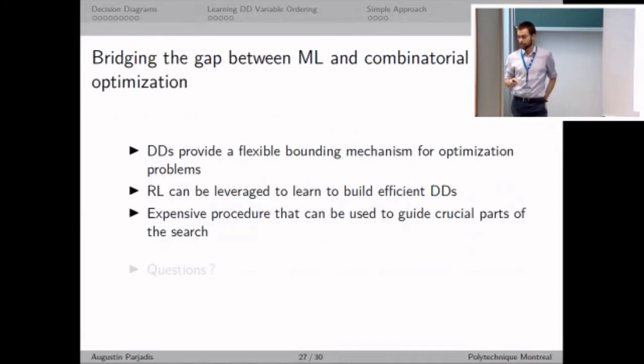So we have shown how DD provide a flexible bounding mechanism for a combinatorial optimization problem, and how reinforcement learning can be leveraged to build more efficient decision diagrams. But this is a pretty expensive procedure, but this can be efficient if used in a crucial part of the search and efficiently. So thank you for your attention. And if you have questions, I'll be happy to help.